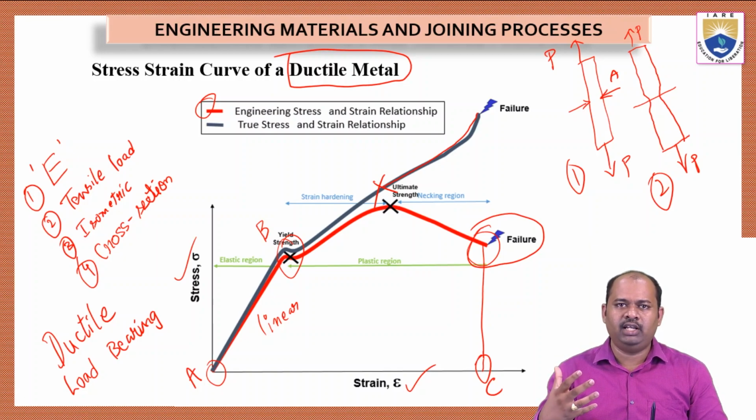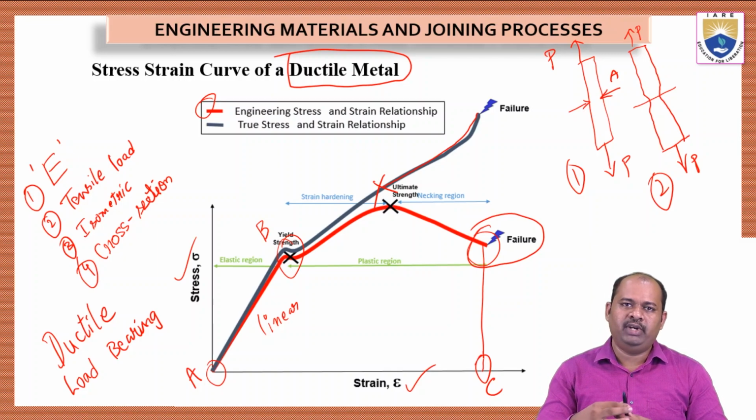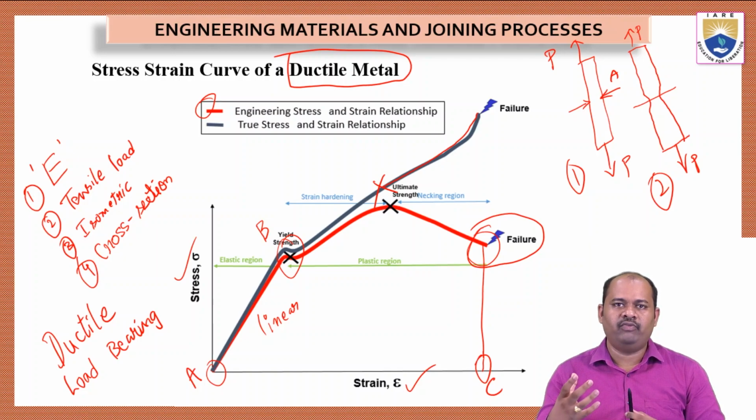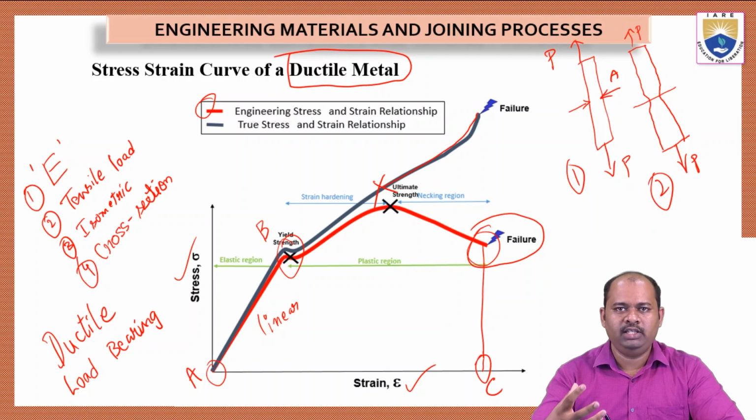And after that, finally, when the load is very high, beyond which the metal rod cannot bear that load, it will break finally. But it will not break instantly. It will show some deformation. So, what is the use of this ductile metal?